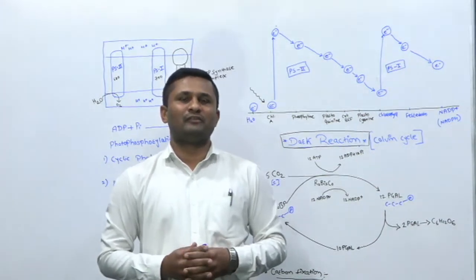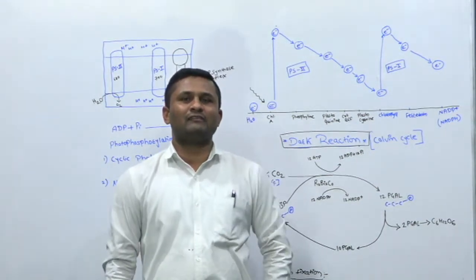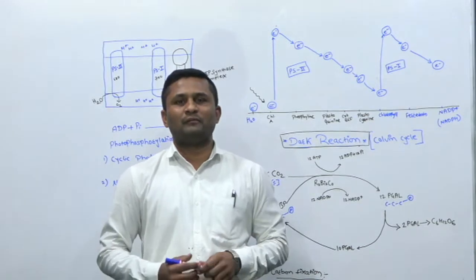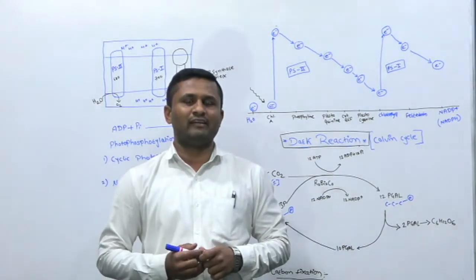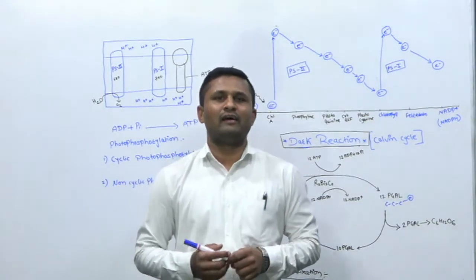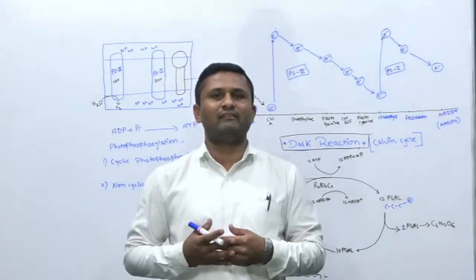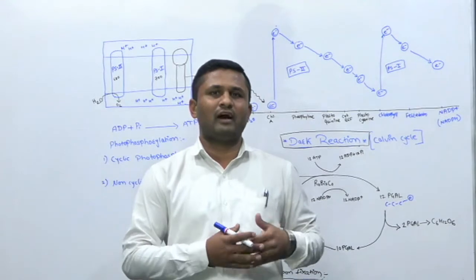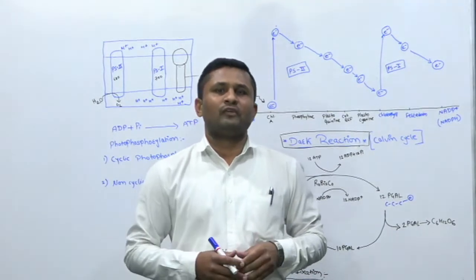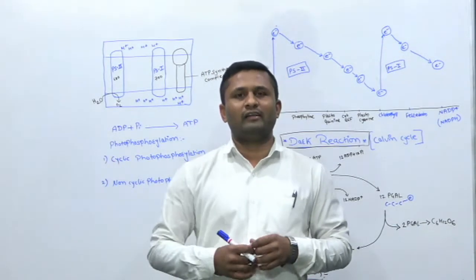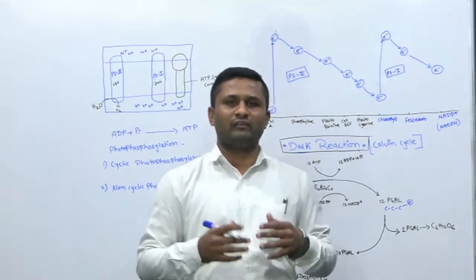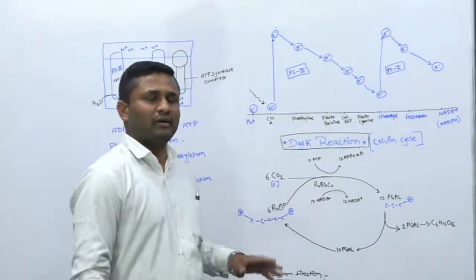Hello students. In the last video we learned about the process of photosynthesis. In that we saw that the process of photosynthesis has two steps, that is light reactions and dark reactions. So I will just review the portion of light reaction which we covered in the last video.